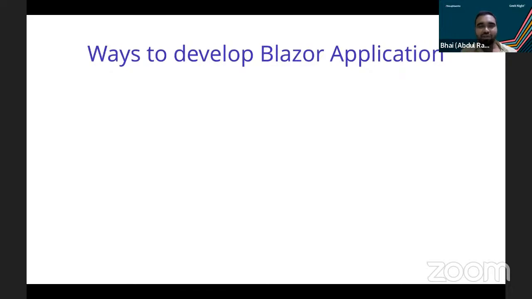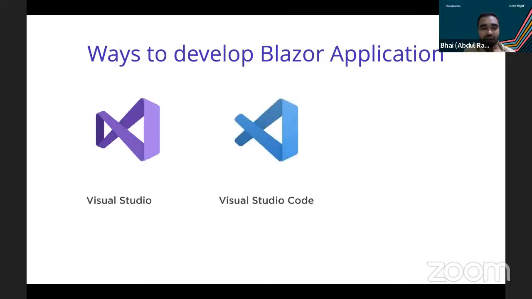So far we have seen what a Blazor application is. Now let's explore what are all the ways to develop a Blazor application. We can start with Visual Studio, which is available for free at visualstudio.com. You can go and grab the Community edition, and you can get started with it. Or you can even use Visual Studio Code, which is extremely light. You can also use that to develop Blazor applications.